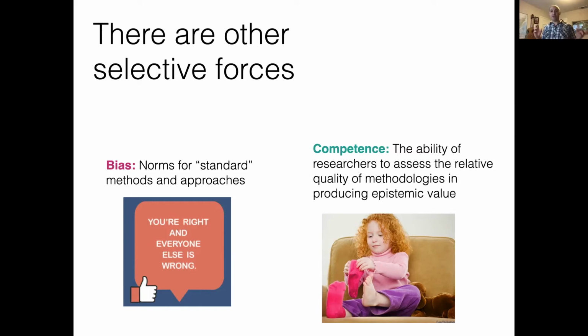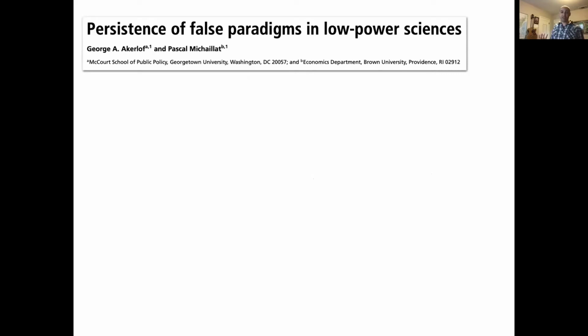And so the question now that I want to ask is how do these forces shape the spread of better or worse methods? Now, this has been modeled previously. This exact question basically was modeled in this really nice paper by George Akerlof and Pascal Michaillat.